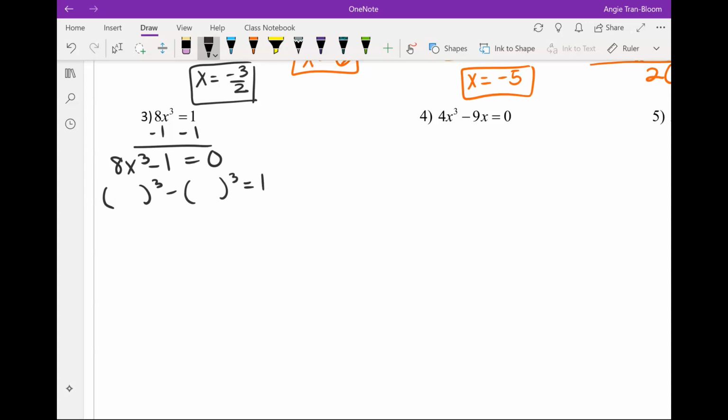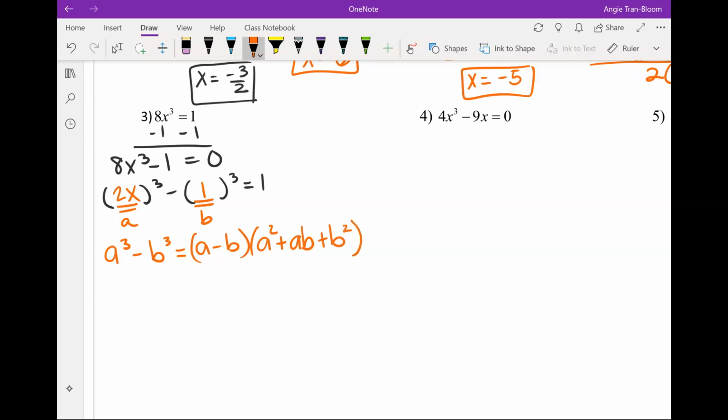What would I need so that when we raise it to the third power, it equals 8x to the third? 2x to what? Good. What would we need so when we raise it to the third equals 1? Still 1. So your A is this, and your B is this. Okay? So this is A cubed minus B cubed. Can you please, Iris, give us the formula for A cubed minus B cubed? Good. Good job. Wonderful. Okay. All right. So now we will factor.